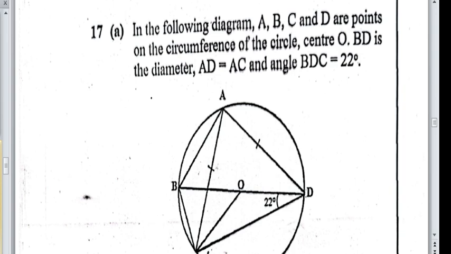In the following diagram, ABCD are points on the circumference of the circle, center O, then BD is the diameter, AD is equal to AC, and angle BDC is equal to 22 degrees. Alright? Then, what do they want us to find?